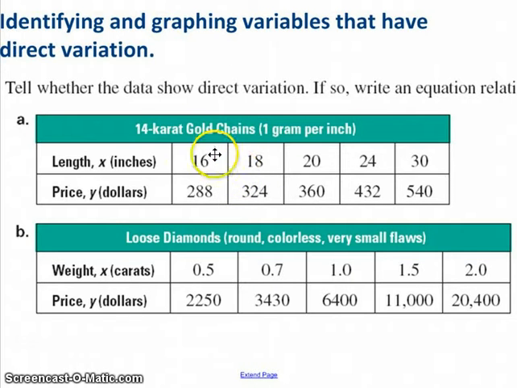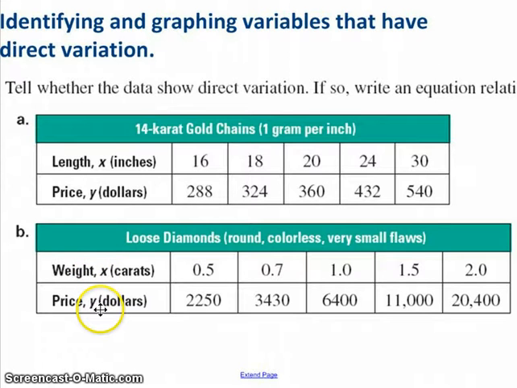They're both very similar. In the one case, we're talking about gold chains. In the other case, we're talking about loose diamonds. Both of these are precious items, valuable items. And in the one case, we're comparing length to price, but it is size to price. And with the diamonds, we happen to be comparing weight to price, but again, it's a size to price comparison.